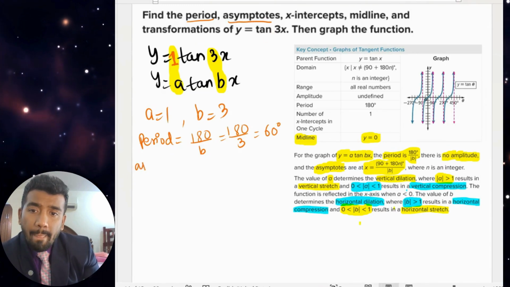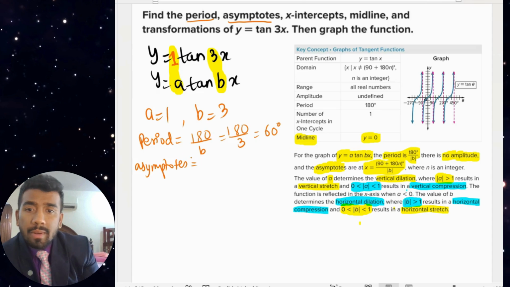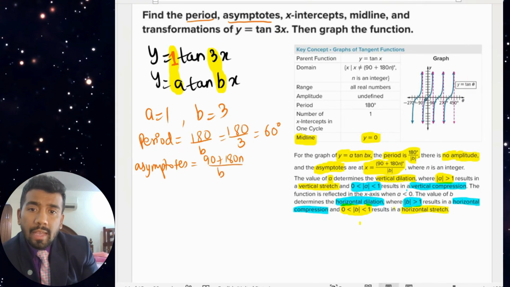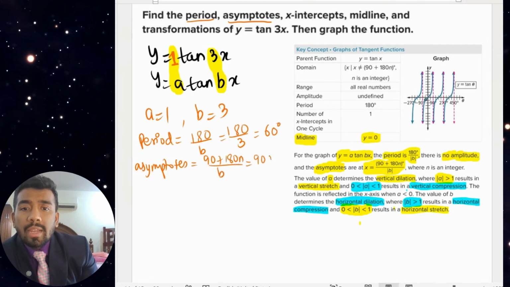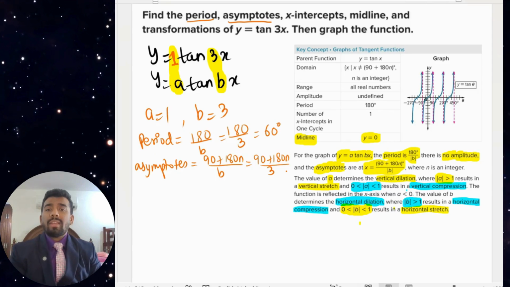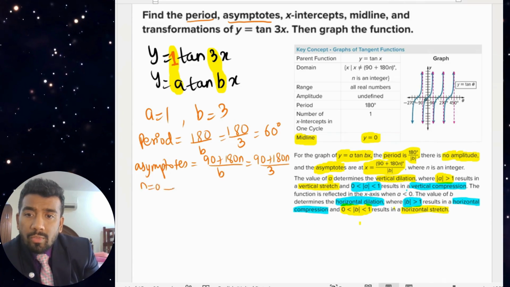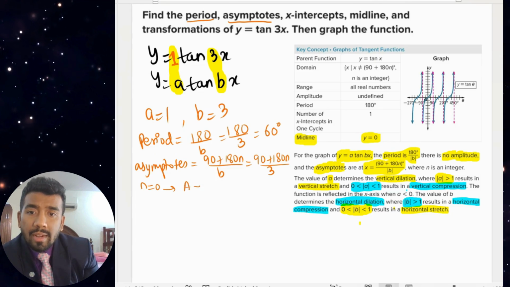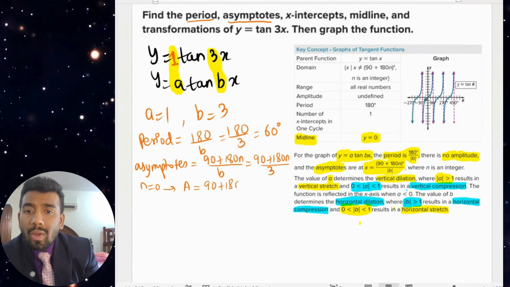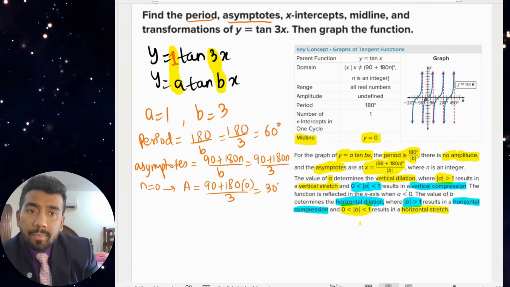Next is asymptote. How do you find asymptote? The pink lines. What's the formula? 90 plus 180n over b. Again b is 3. So 90 plus 180n over 3. That we can find out as we put n as 0 and as 1. Let's start with n equals 0. So when n becomes 0, you have 90 plus 180 times 0 over 3. So that will be 30.